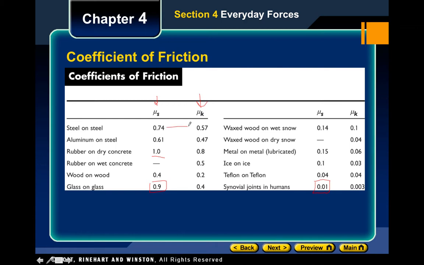In all cases, the bigger number is on the left because your static friction is always greater than your kinetic friction. The one exception, one outlier here, is your Teflon on Teflon. That's the same, but your kinetic is never greater than your static. Static always has to be at least equal to, if not greater than, your kinetic. Or static is greater than your kinetic, sorry.